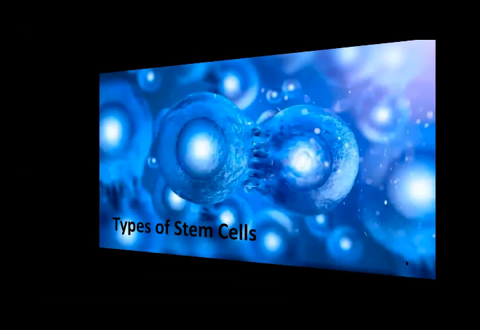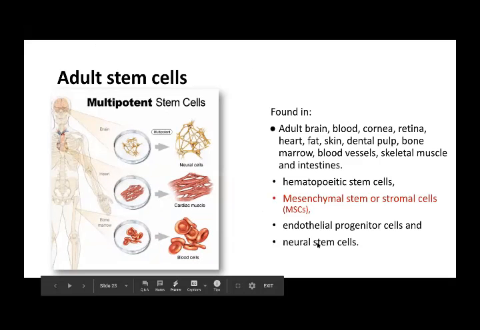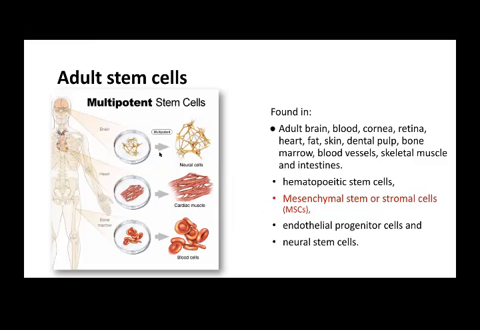Now types of stem cells. There's multipotent stem cells. It's showing you right here. Now stem cells found in adult brain, blood, cornea, retina, heart, fat, skin, dental pulp, bone marrow, blood vessel, even muscles are hematopoietic stem cells. Mesenchymal stem cells or stromal cells. Endothelial progenitor cells. Neural stem cells. They're the different types.